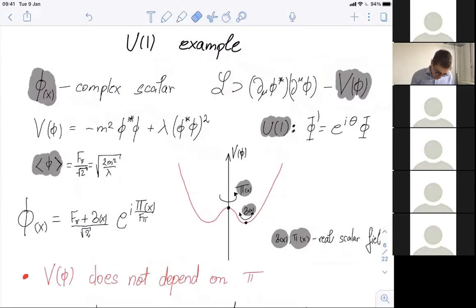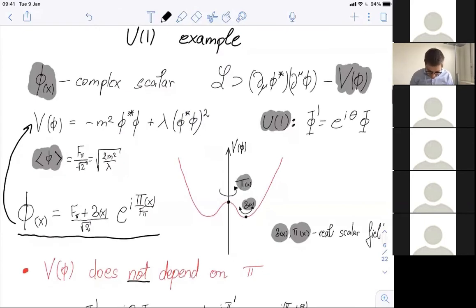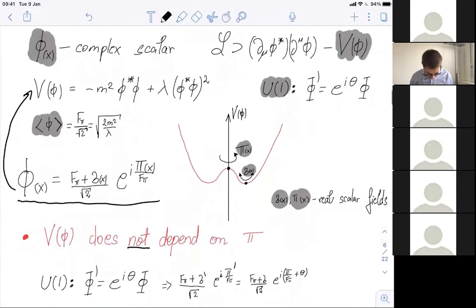If you write it in this form and plug it into the potential, you can see that the potential does not depend on the pion. There will be the charge conjugate, so there won't be an exponent, basically. The potential will not depend on pion, so pions do not develop a potential. They stay massless, while the sigma will have the potential.